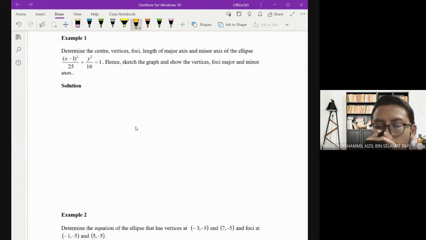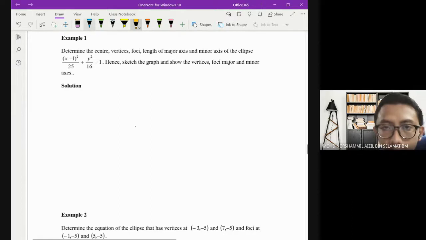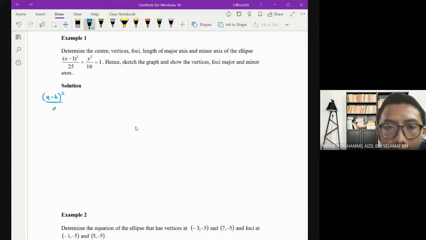So let's take a look at example number 1. Determine the center, vertices, foci, length of major axis, minor axis of the ellipse given to you. Hence sketch the graph. Given to you the formula itself, we knew already the formula is x minus h altogether square divided by a square plus y minus k altogether square divided by b square equals to 1. This is the formula given.